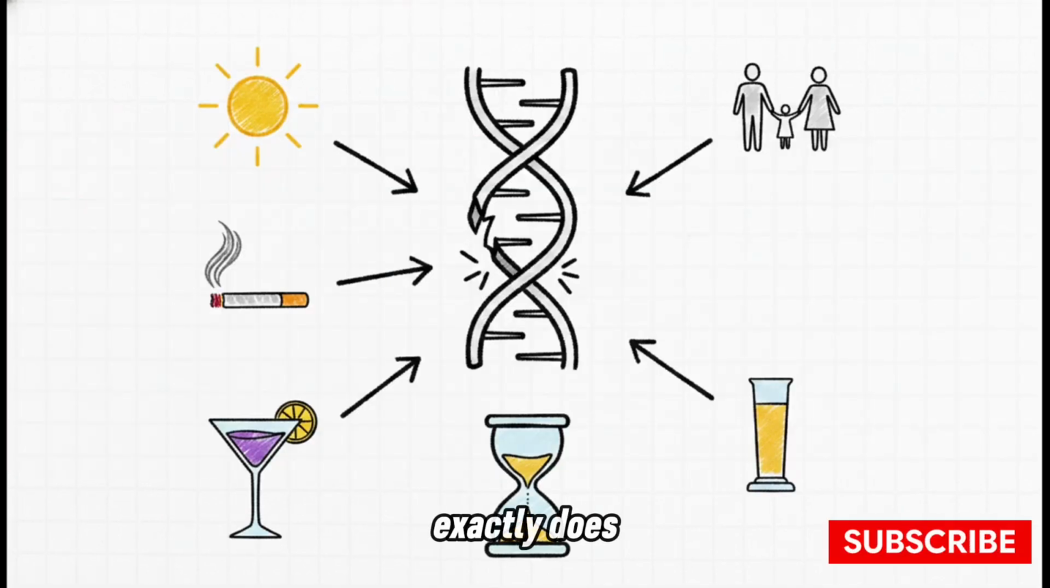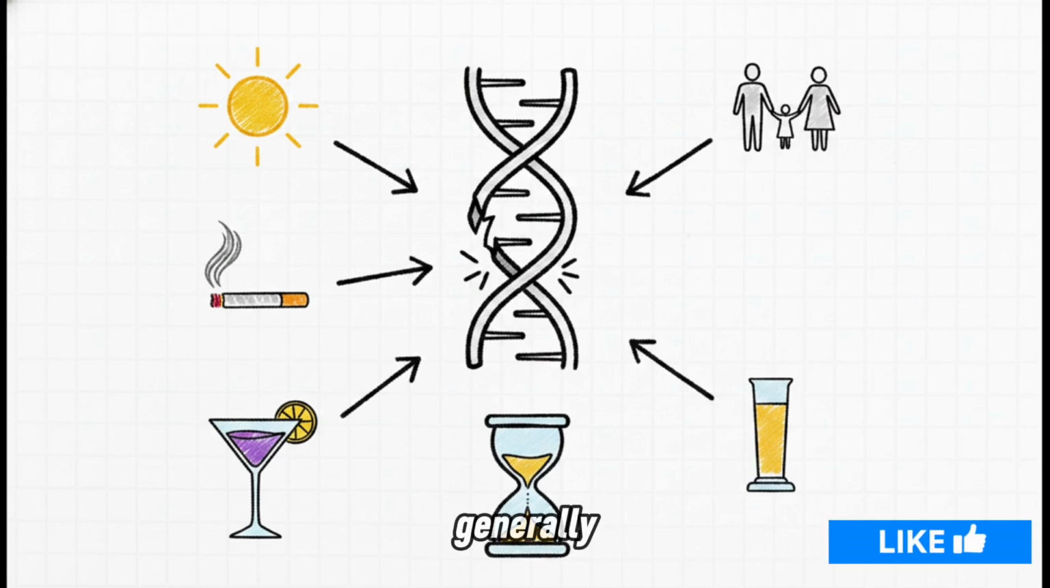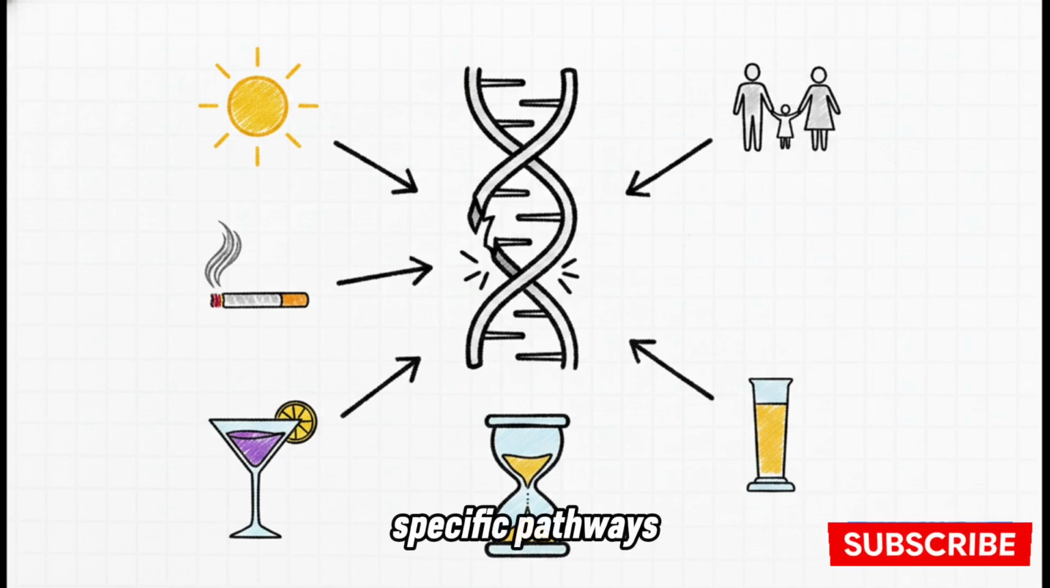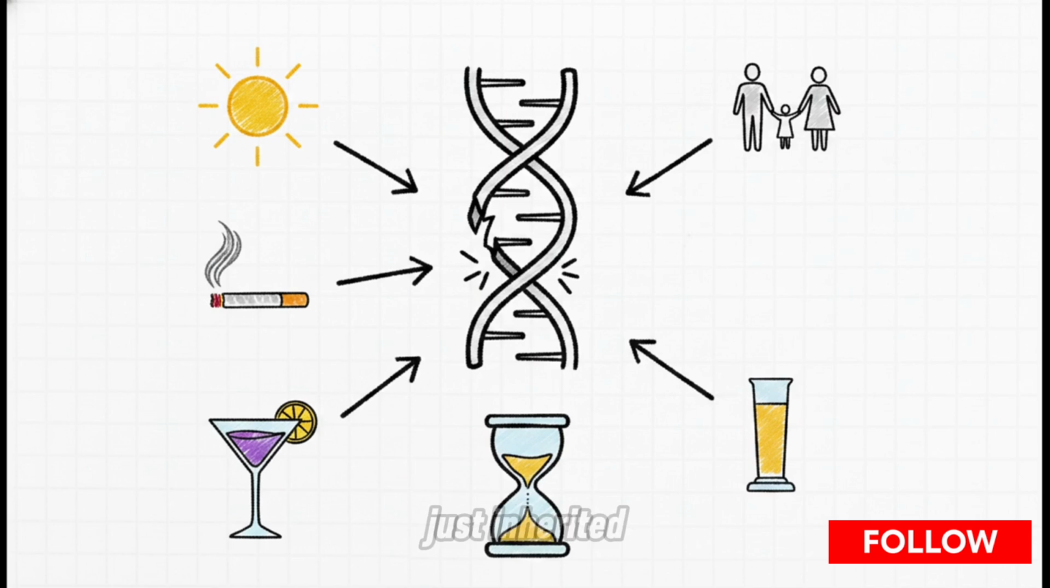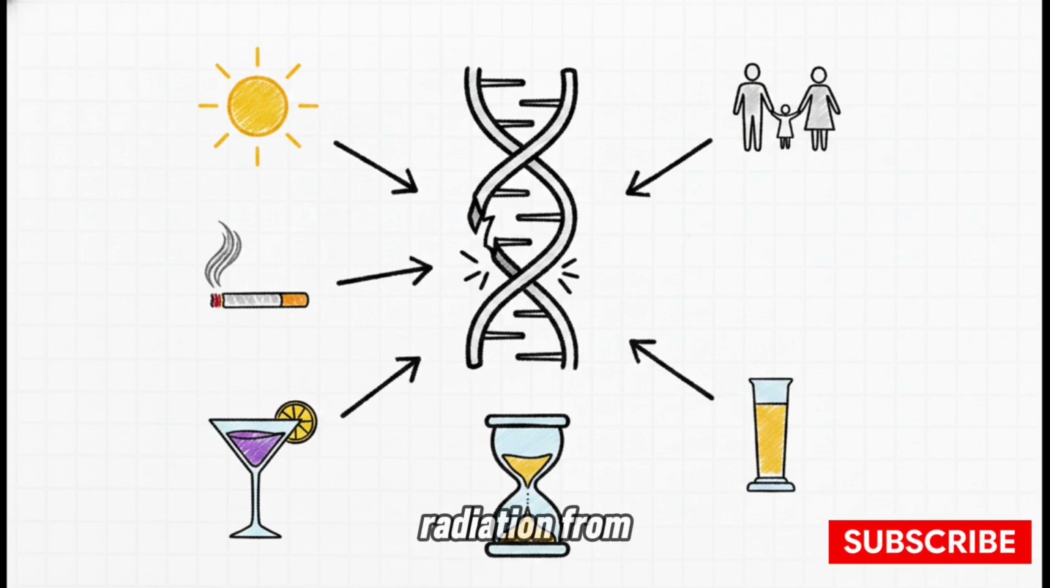So how exactly does the instruction manual get corrupted in the first place? Well, gene damage generally happens through a few specific pathways. Sometimes, mutations are just inherited from our parents. Other times, they happen naturally, simply because we're aging and our genes basically experience wear and tear over time. And then, of course, there are environmental factors. These are things we interact with daily: cigarette smoke, alcohol, or even UV radiation from being out in the sun. These common interactions can be the very sparks that mutate a healthy cell into a cancer cell.